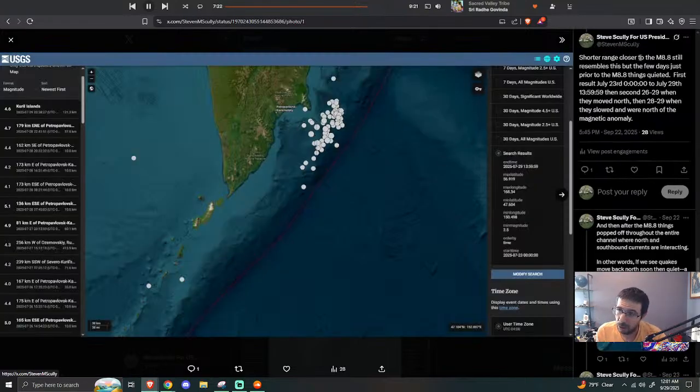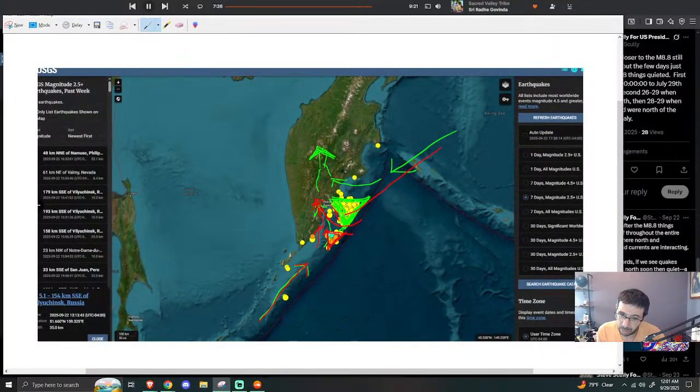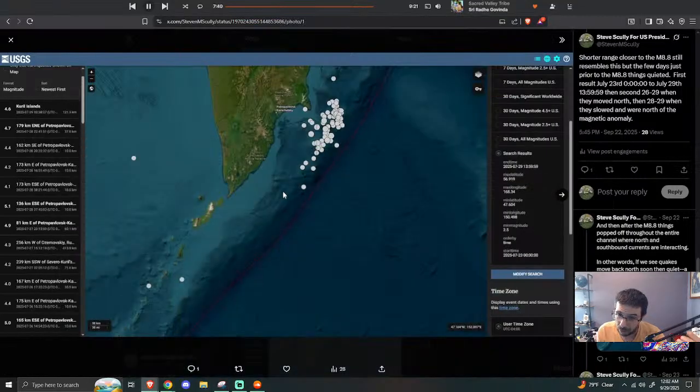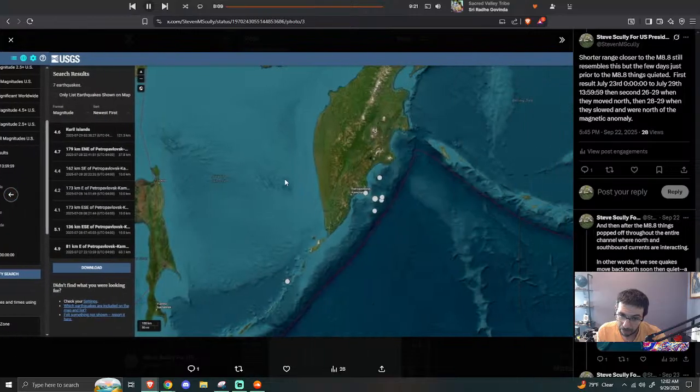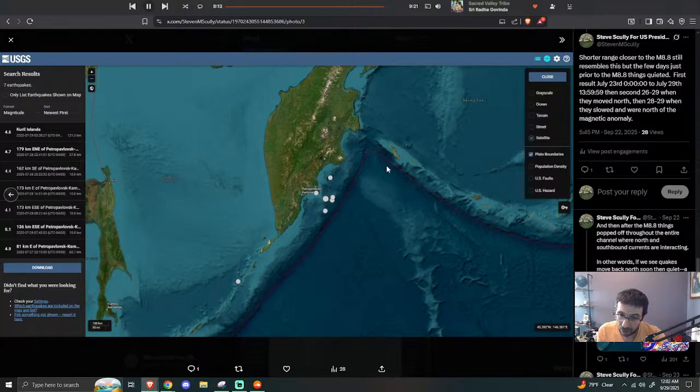Oh, shorter range, closer to the 8.8, still resembles this. So I was approaching the 8.8, July 23rd to the 28th, had this shape, which is resembling this wedge. A little longer, but generally looking like that wedge. And then this one is the 26th to the 29th. So the boundary is further north. The northward one is actually extended beyond the magnetic anomaly. And the southward one is struggling to get through either of the paths over here. And then the 28th to 29th, same.